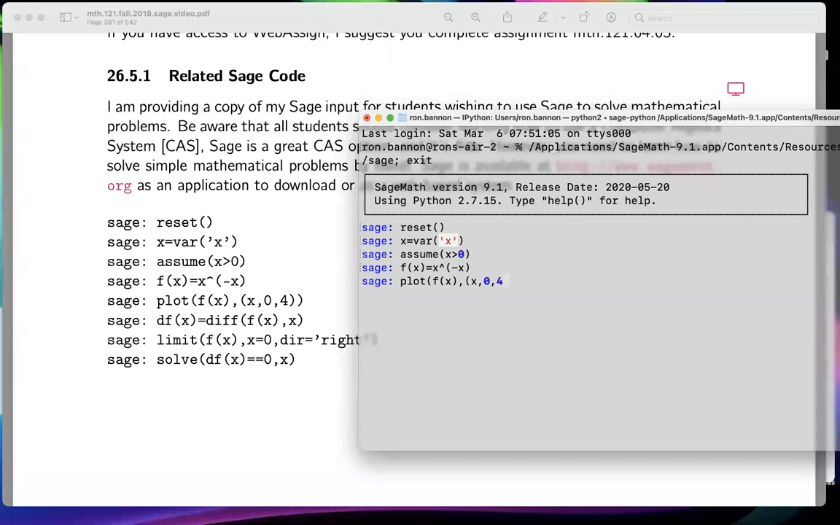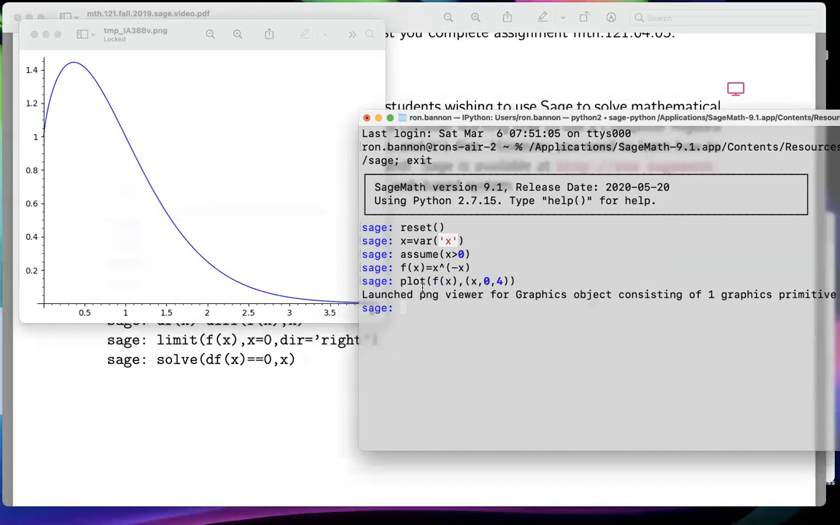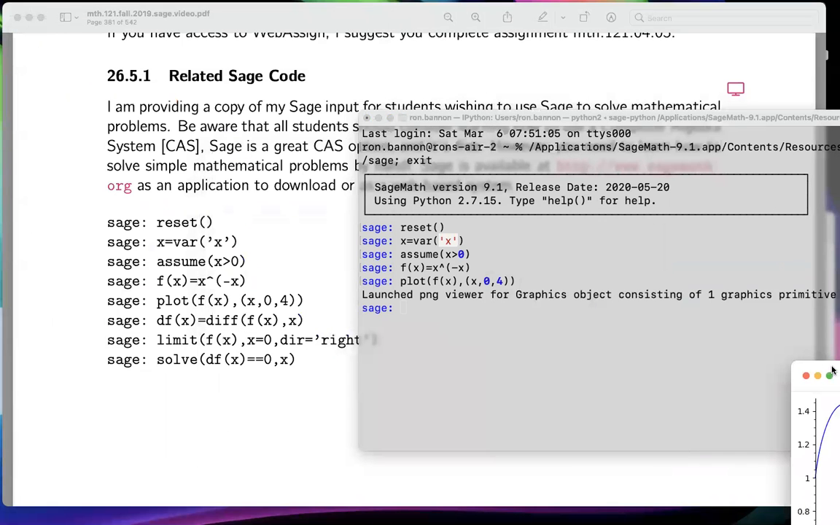Again, I'm just blindly typing. We'll talk about what we get later. All right, so I see my picture. Go back to Sage again and pull this picture on the side a little bit and keep typing. And df, I'm going to define a new function, df of X, and that function is going to be assigned to the derivative of f of X with respect to X.